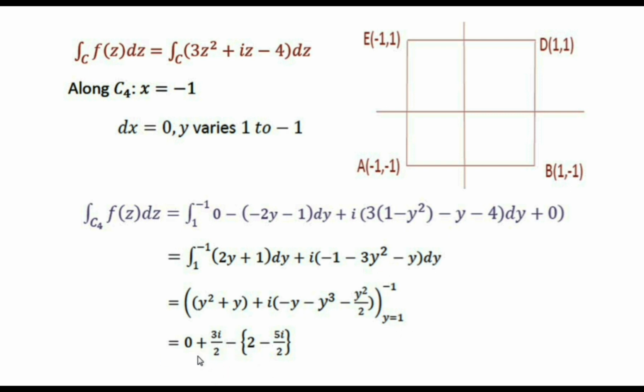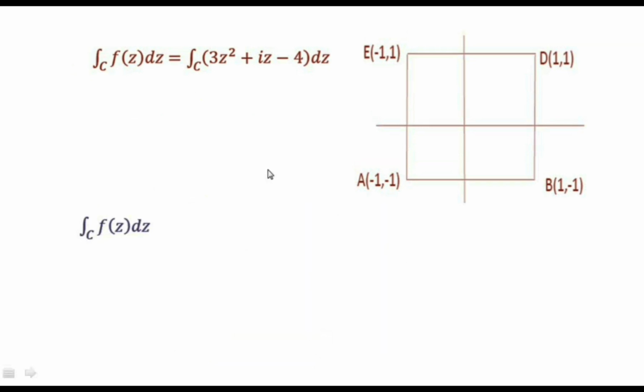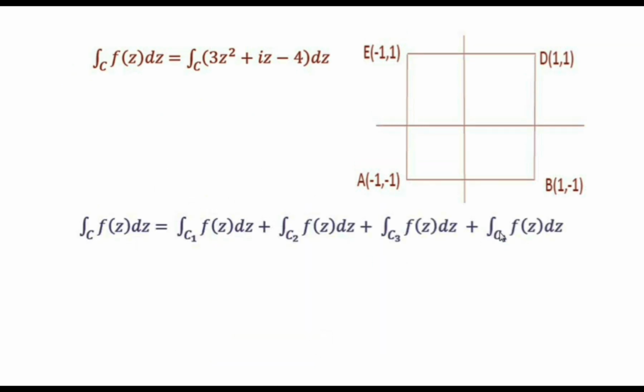On simplification, we have 0 + 3i/2 minus (−2 − 5i/2), that is −2 + 4i. Therefore, integral over C of f(z) dz is the sum of all the four line integrals. The result will be 0 on simplification. Thus, integral over C of f(z) dz is 0. Hence, we conclude that Cauchy's integral theorem is verified.